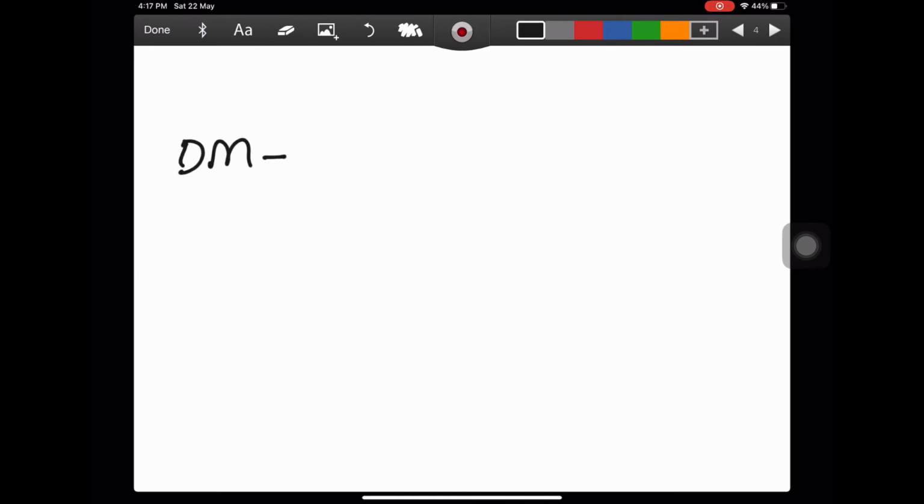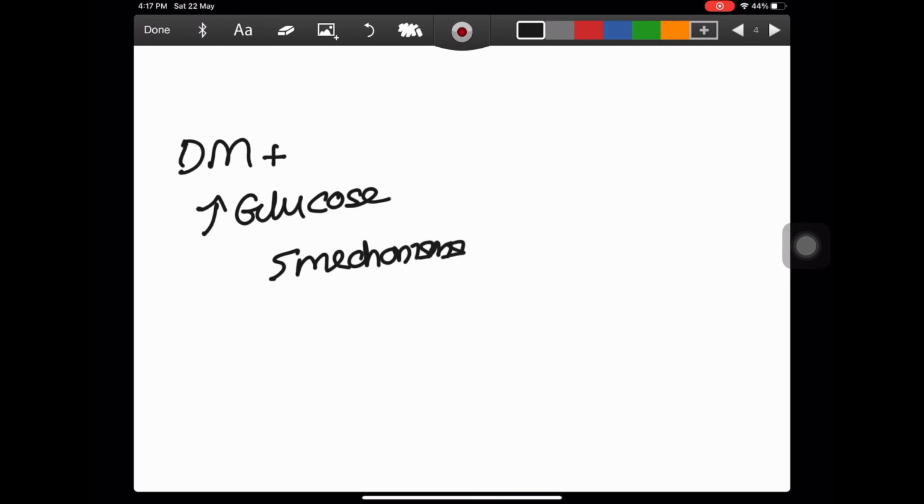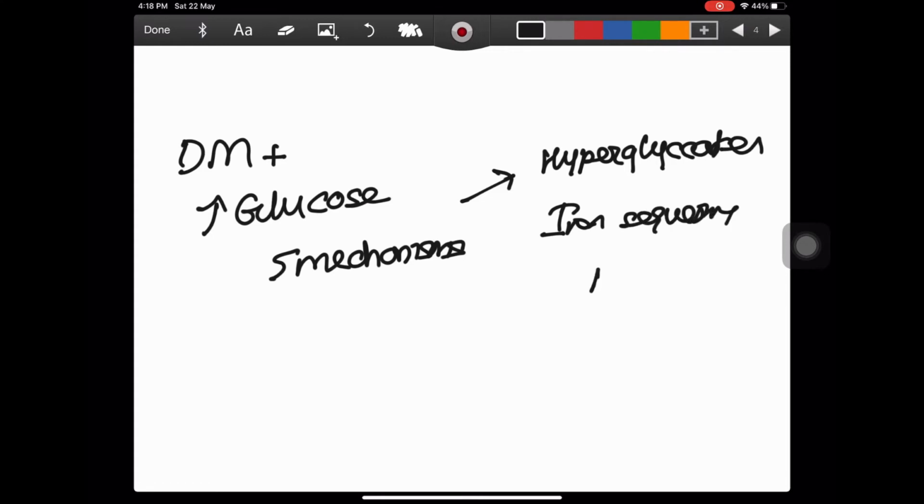So in patients with diabetes, there is increased glucose level. So what does this increased glucose level do? It has 5 mechanisms, and we're going to see these 5 mechanisms in detail. So the first one: it hyperglycates iron sequestering proteins of the body.